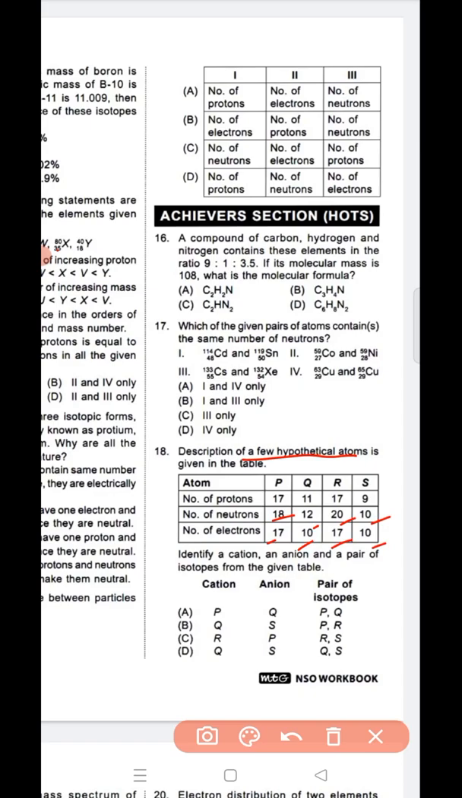Identify a cation, an anion and a pair of isotopes from the given table. Option A, PQ, cation is P, anion is Q, pair of isotopes PQ, QS, P and R, RP, R and S, QS, Q and S. So question number 18, option B is the correct answer, cation is Q. As the number of protons is 11, it can release 1 electron to form a cation.